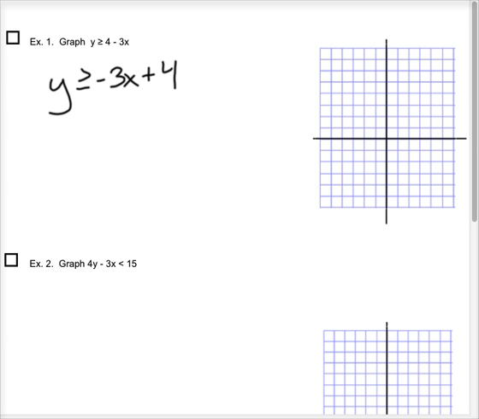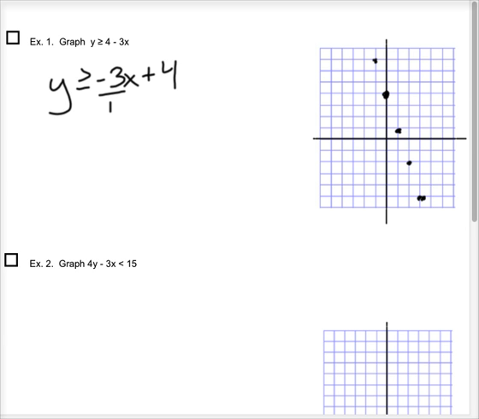So as always, I'm going to graph this starting with my y-intercept. So I'm going to start up at that 4, okay? Now, slope of negative 3, and again, you can consider that negative 3 over 1. So slope of negative 3 over 1, rise over run, down 3 over 1, down 3 over 1, and you can do the actual reverse of that as well.